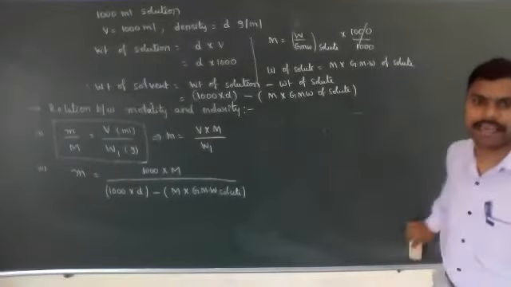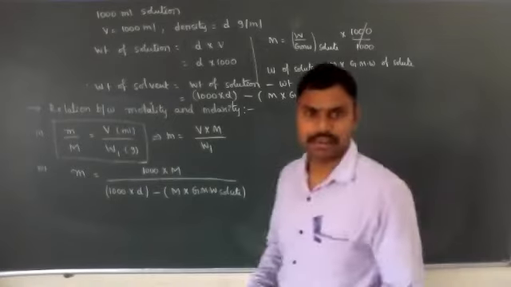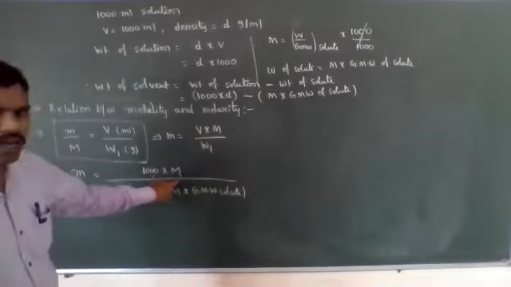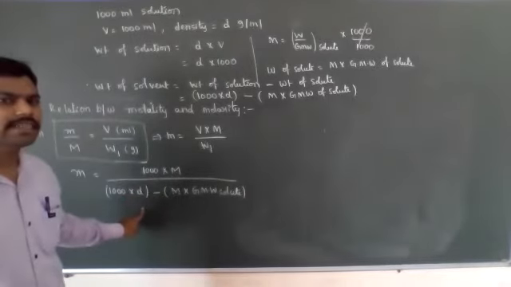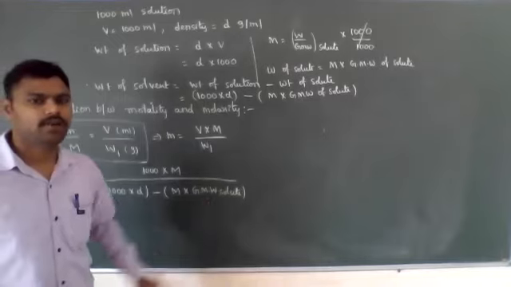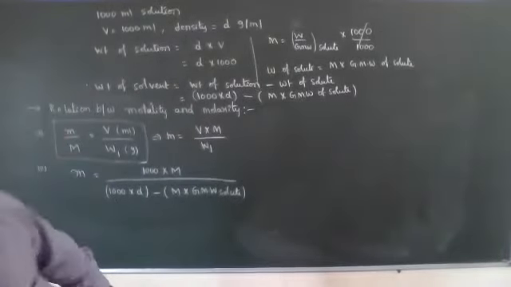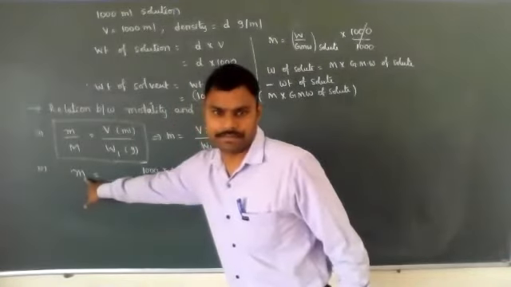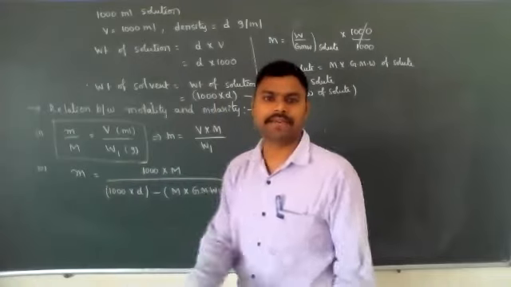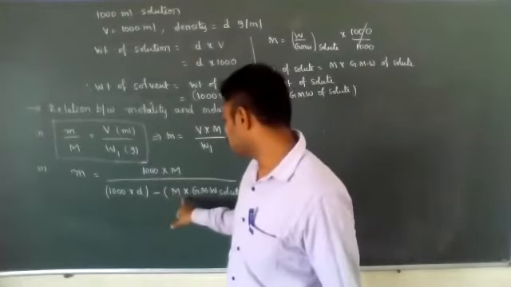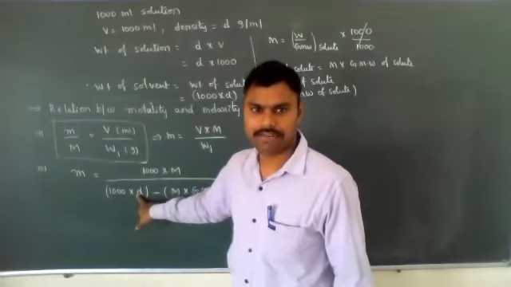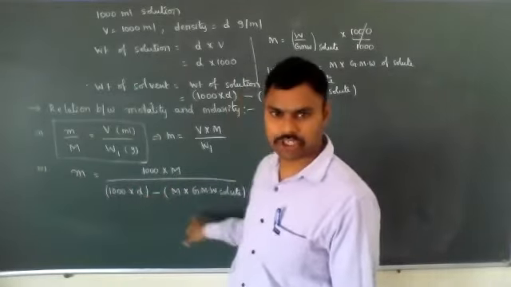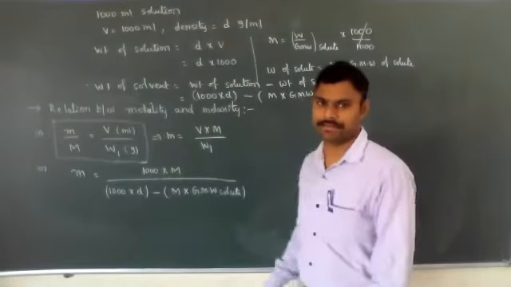See how that relation came, that is not important. But you must remember the relation. The molality is equal to 1000 into molarity by 1000 into density minus molarity into gram molecular weight of solute. This relation is useful to convert molarity into molality. Sometimes molarity value and density of solution they will give, and ask to find the molality. In that case you just substitute molarity and density, then you will get molality.